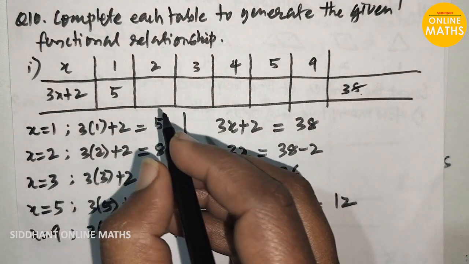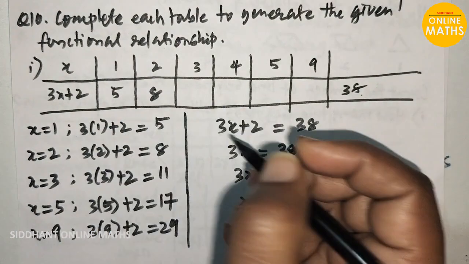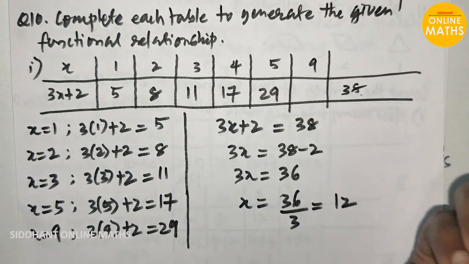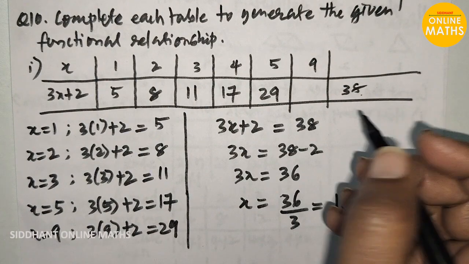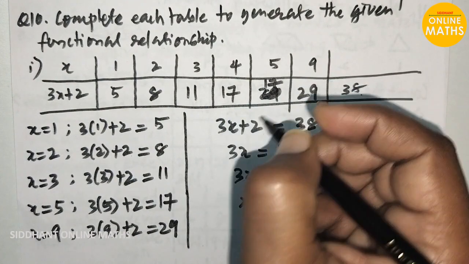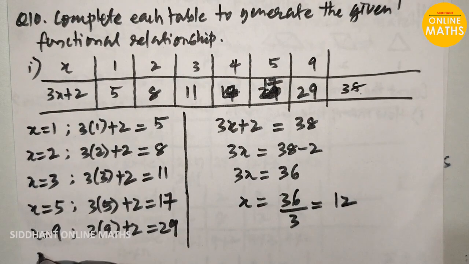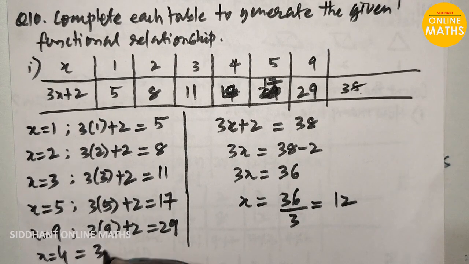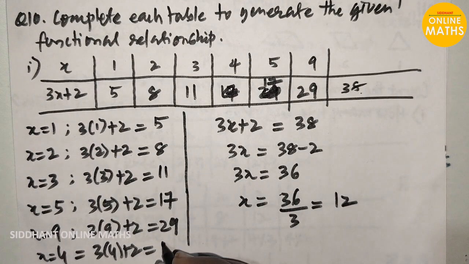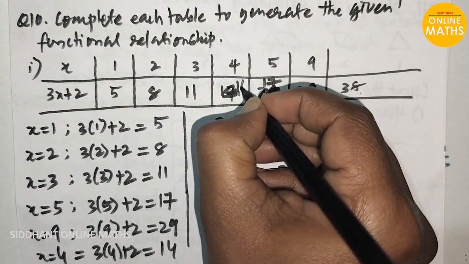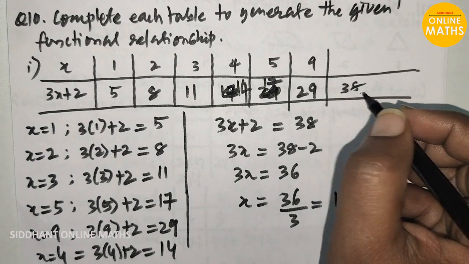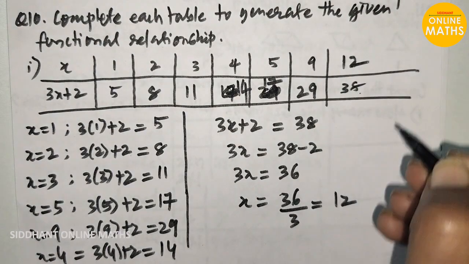So here in the blanks you are going to fill first 8, 11, 17, 29, here 29, here 17, and for 4, x is equal to 4, 3 into 4 plus 2, that is equal to 12 plus 2, that will be 14. So here 14. And last one for 38, the value of x will be 12 here.